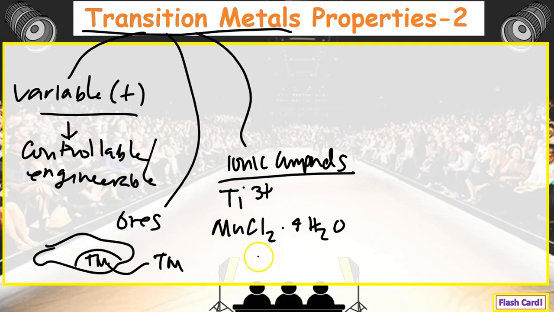They also can form polyatomic ions, of course. Like, let's think dichromate. So this is a polyatomic ion, dichromate, so it has chromium here, which is a transition metal.